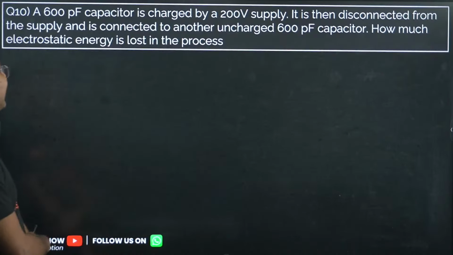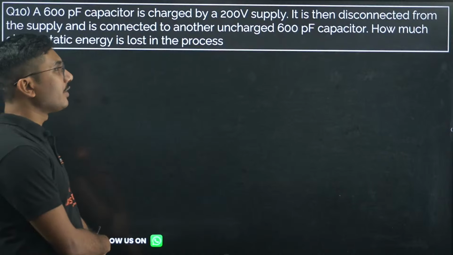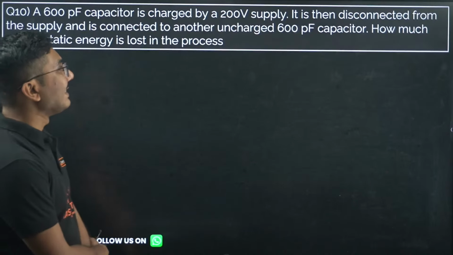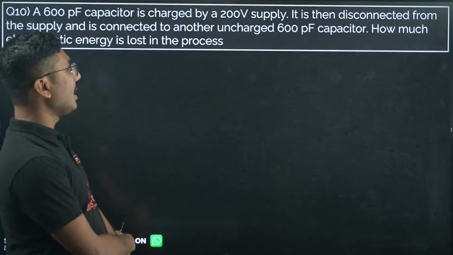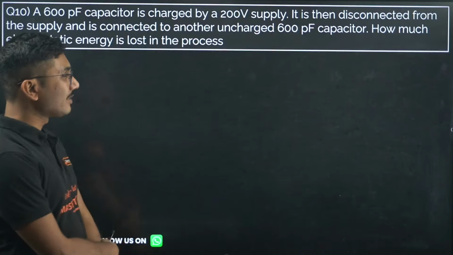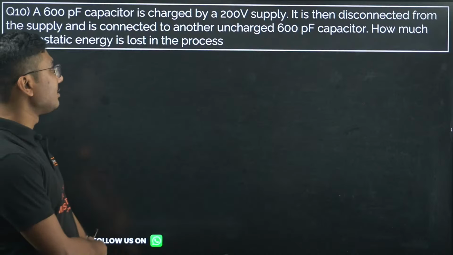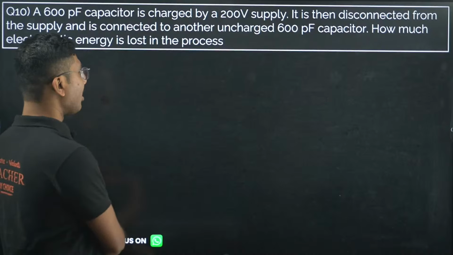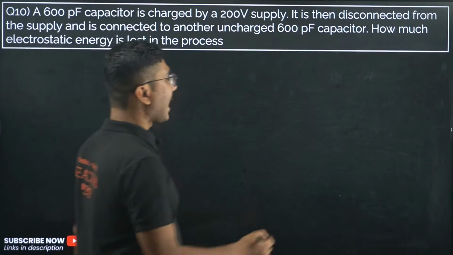Now, a 600 picofarad capacitor is charged by a 200 volt supply. It is then disconnected from the supply and is connected to another uncharged 600 picofarad capacitor. How much electrostatic energy is lost in the process? This is a slightly longer problem, and requires a little bit of understanding of what is happening here.